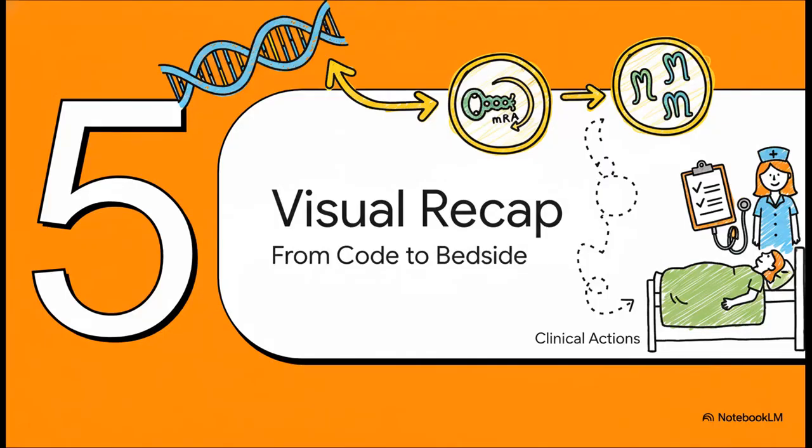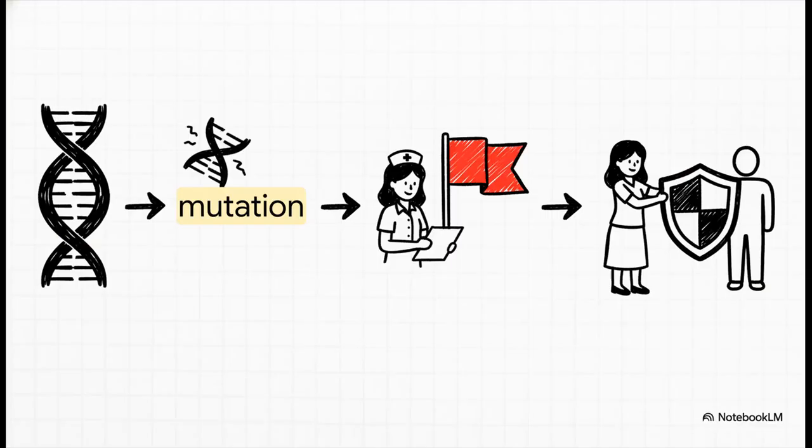Okay, deep breath. Let's put this all together. We're going to do a quick visual recap and trace the entire path from a single line of DNA code right to your actions as a nurse. See, it all starts with that genetic blueprint, which follows those strict inheritance patterns. Then, a typo, a mutation in that code, is what actually causes the disease. Your job, in your assessment, is to spot the family history red flags that point to that mutation. And then, finally, you use your legal shield, confidentiality, and GINA to protect that patient. That's the whole journey, from code to care.